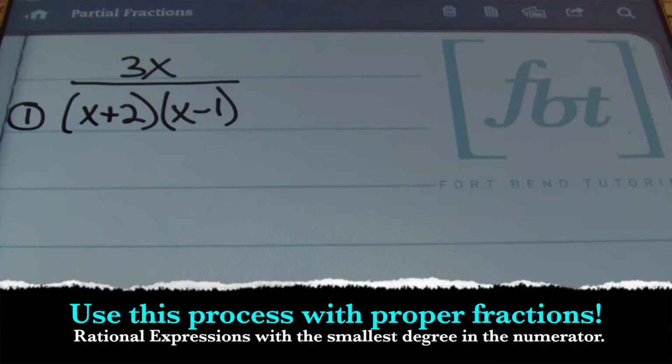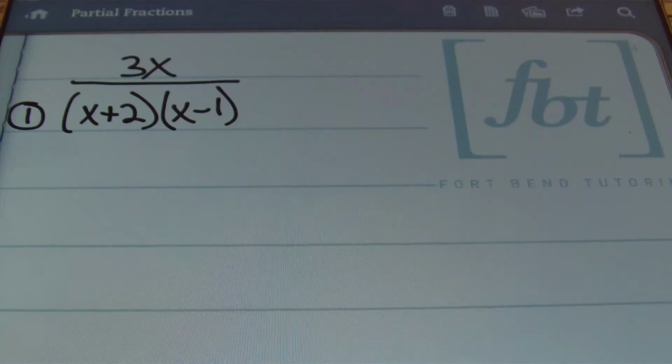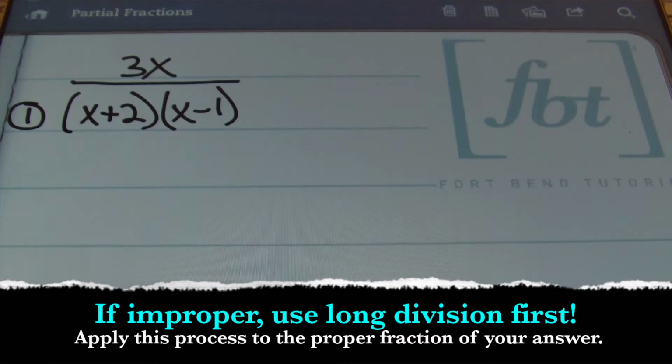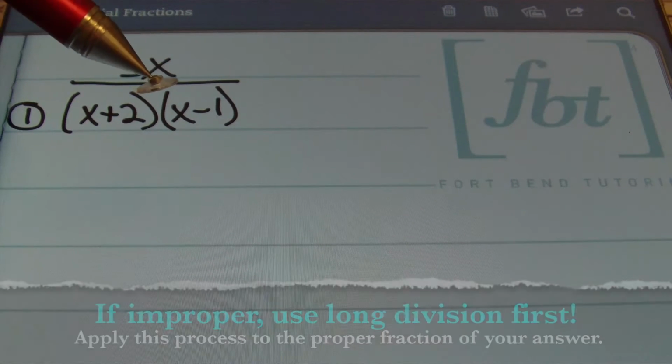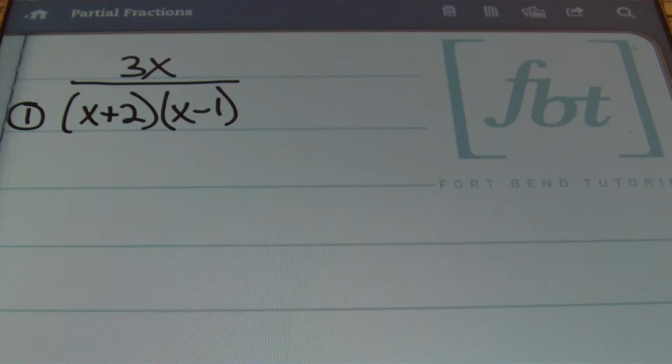In problem number 1, we have the rational expression 3x over x plus 2 times x minus 1. Well, if you notice here, the denominator has already been factored for us, and each of these factors are linear factors. That's right. If I were to graph by itself x plus 2, then that's going to be a line, whereas the same thing would apply to x minus 1. So these are linear factors, aka your highest exponent is 1 inside of the parentheses here.